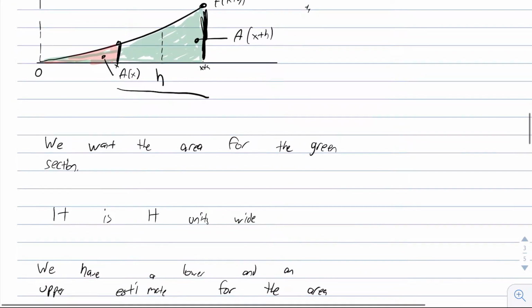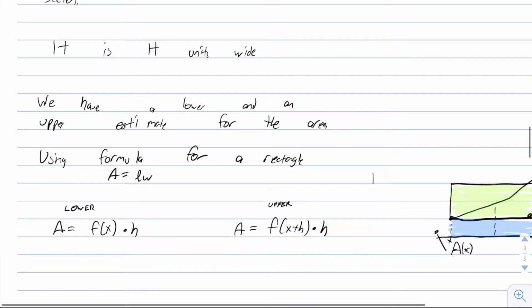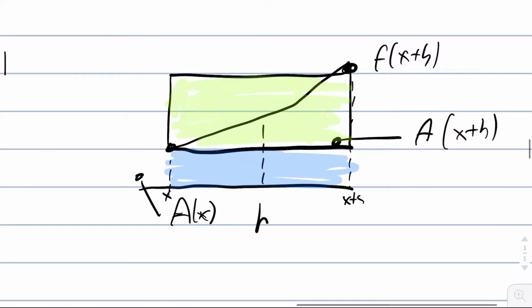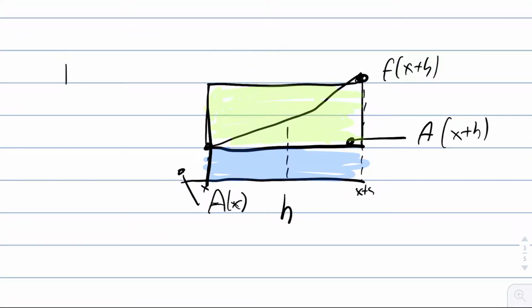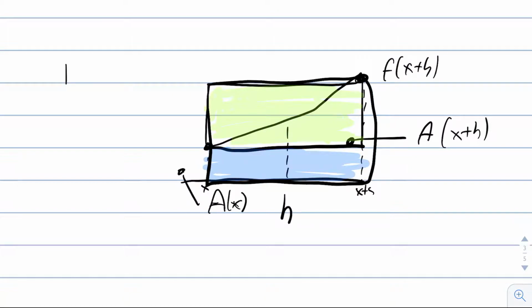And we have a lower and an upper estimate for the area. Because if we go back to the rectangle formula, A equals base times height, we can say that, I think I drew it down here, our upper estimate would be h times f of x plus h. That gives us the upper estimate, this big triangle right here. And then we've got a lower estimate, which is just f of x times h, which is this lower triangle right here.